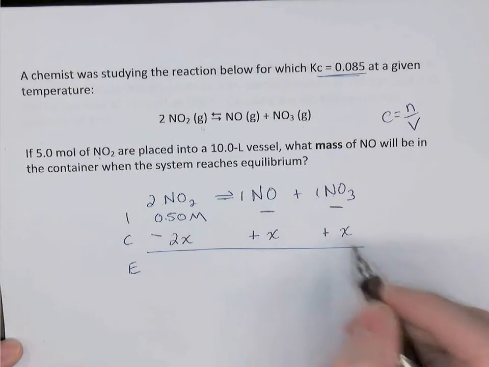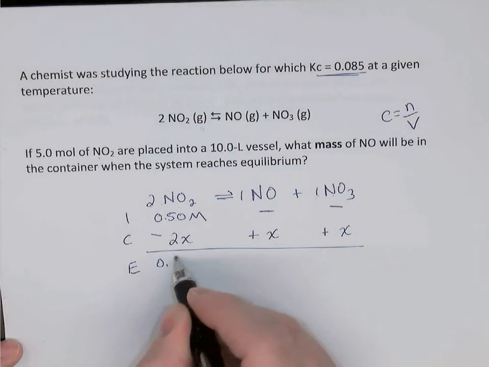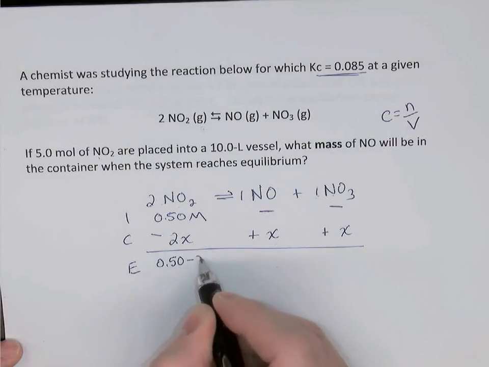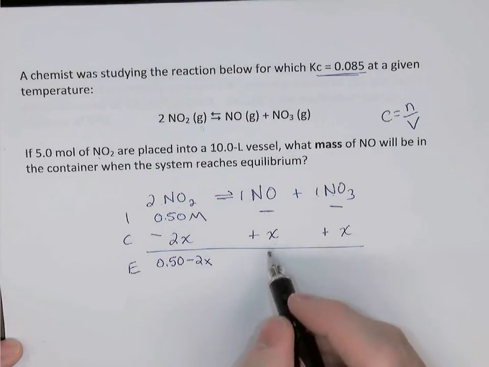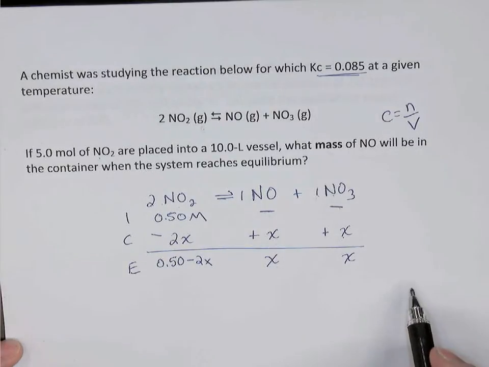Either way, I get the same result. It's going to gain x as well. And so now at equilibrium, you'd have 0.5, the starting amount, take away 2x. You'd have 0 plus x is x, and 0 plus x is x. There's my ICE table filled in with algebra.